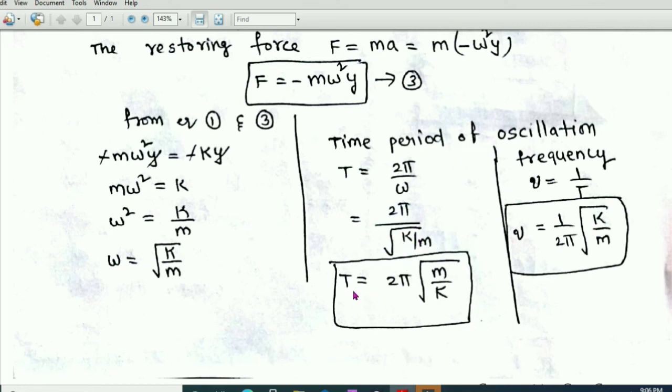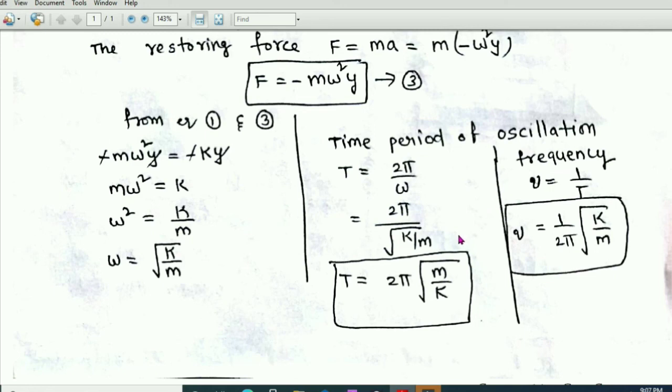Now capital T is equal to 2 pi. This root over k by m, if you reciprocate, gives root over m by k. That is, capital T is equal to 2 pi root over m by k. This is the time period of oscillation of a loaded spring.